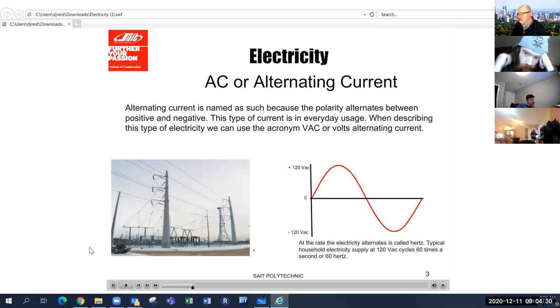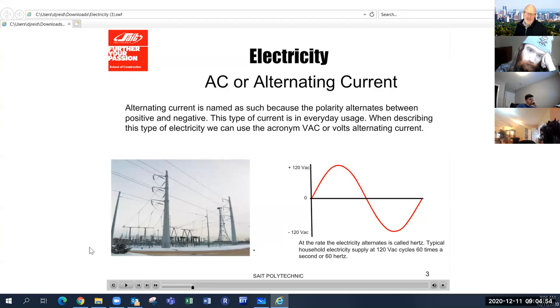So that's basically what a Hertz is. And some of you guys buy your big, big TVs and they're running at 240 Hertz, maybe even more, whatever it is. So most appliances run at 60 hertz.